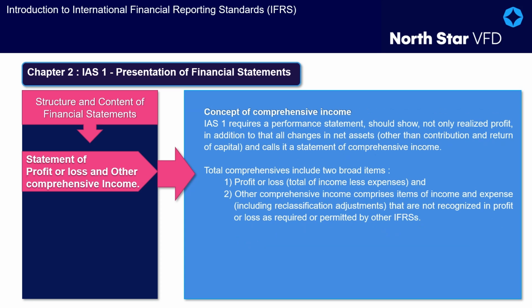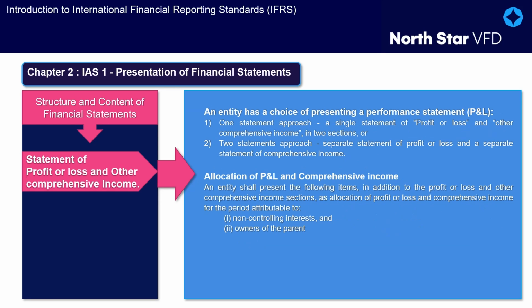Other comprehensive income, which comprises items of income and expense, including reclassification adjustments, that are not recognized in profit or loss, as required or permitted by other IFRSs. What this means is that profit and loss is the default category, all comprehensive income is part of profit and loss, unless a provision of IFRS says it is or may be other comprehensive income.